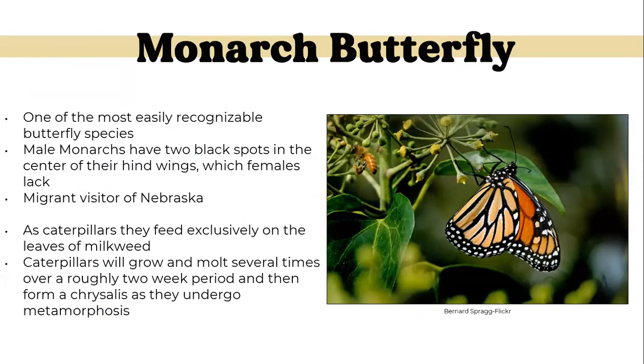So this is a monarch butterfly. They're, like I said, one of the most recognizable butterfly species. They are a migrant visitor of Nebraska, so they come and then they leave. As caterpillars, we know that they feed on milkweed.